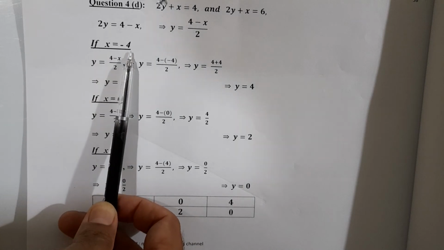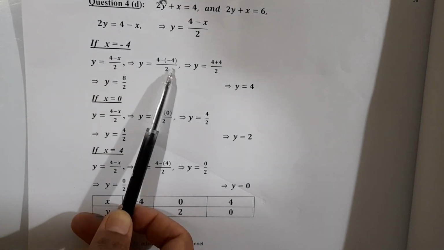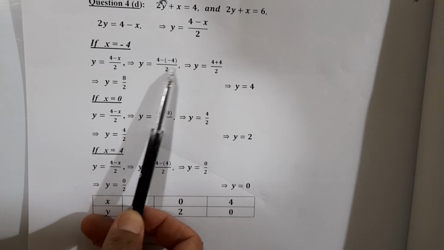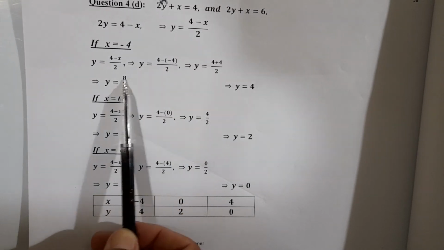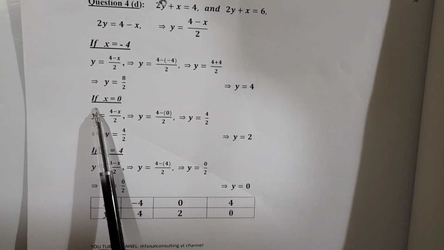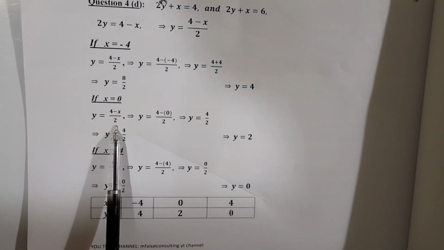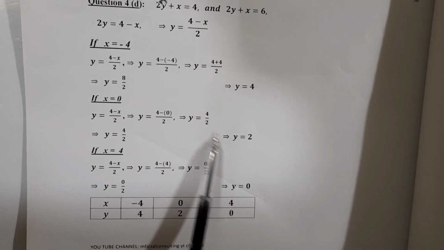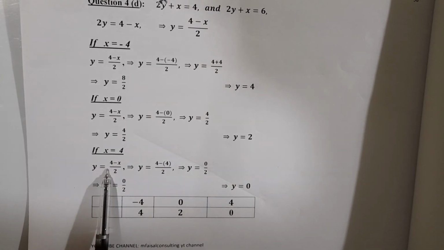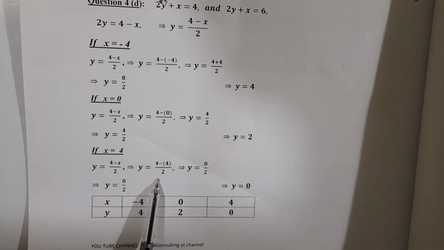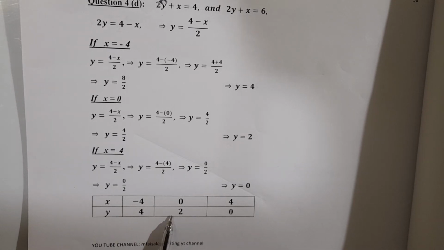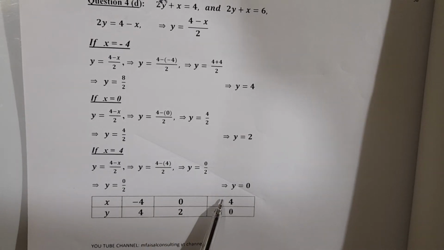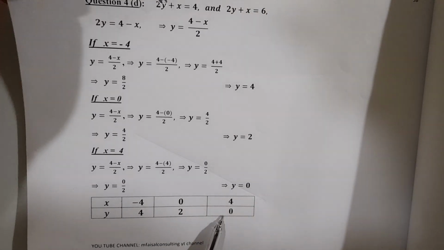Now if x is equal to minus 4, put the value of x as minus 4. So 4 minus minus 4 divided by 2; minus minus becomes plus. 4 plus 4 is equal to 8. 8 divided by 2, y is equal to 4. And when x was 0, 4 minus 0 divided by 2, 4 by 2, y is equal to 2. When x was 4, 4 minus 4 is 0, 0 divided by 2 is 0. So when x was minus 4, y was 4; x was 0, y was 2; x was 4, y was 0.